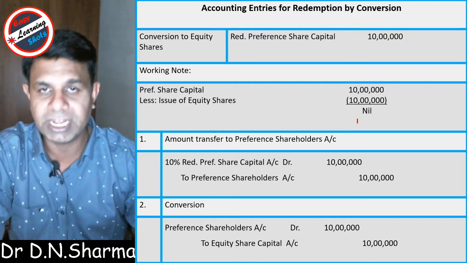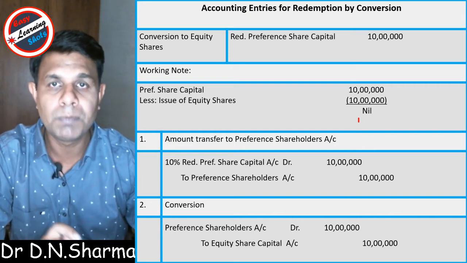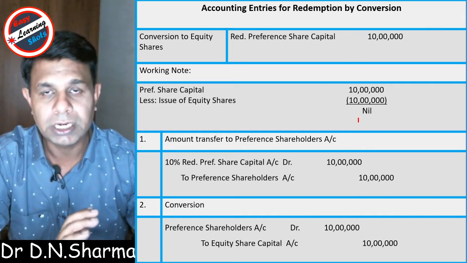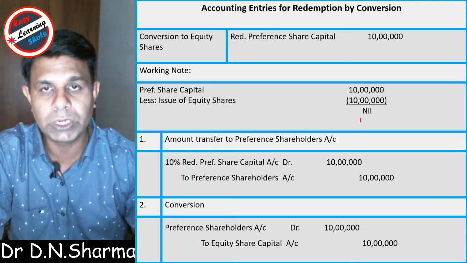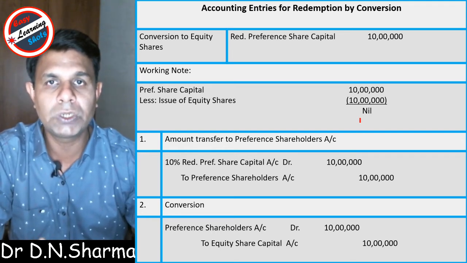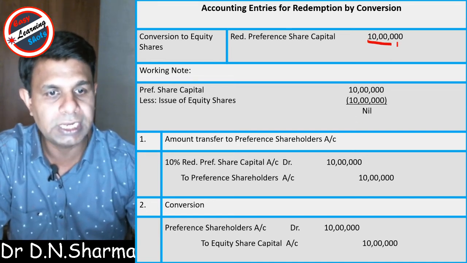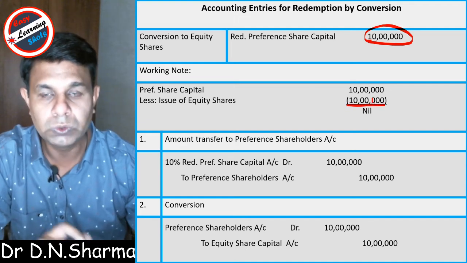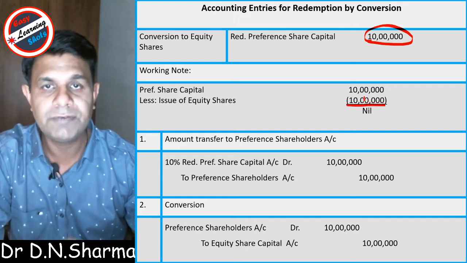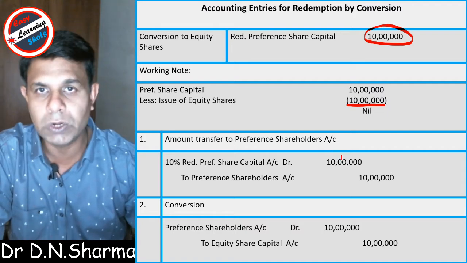Our last method is conversion method, where the company does not receive any money or pay any amount to preference shareholders. Only the preference shareholders are converted into equity shares. So here the nominal capital is 10 lakh. So the company issued 10 lakh equity shares to these preference shareholders, and the first entry is always fixed when the amount is transferred to preference shareholders account.